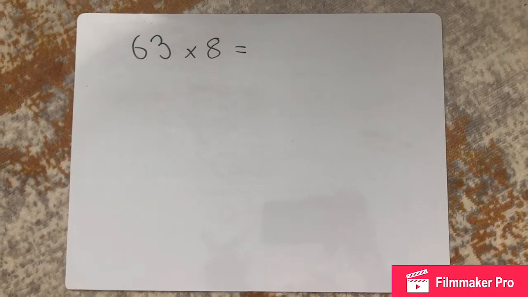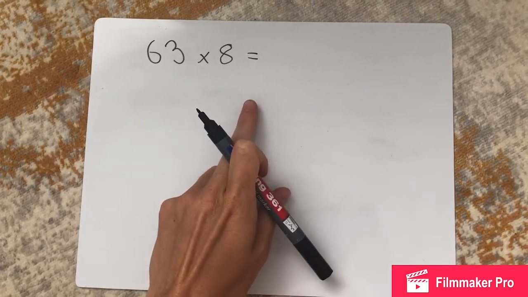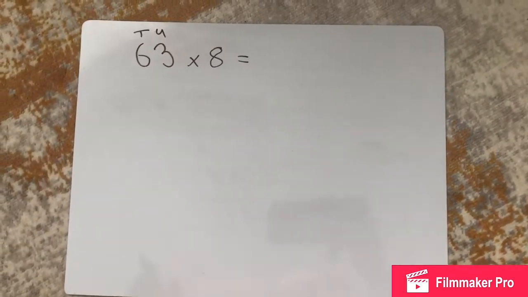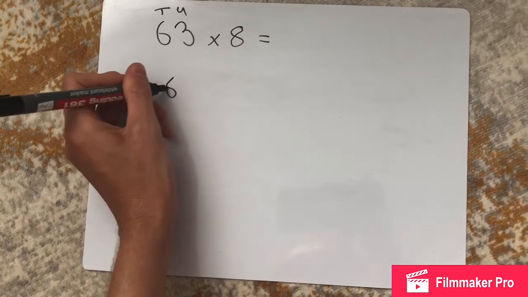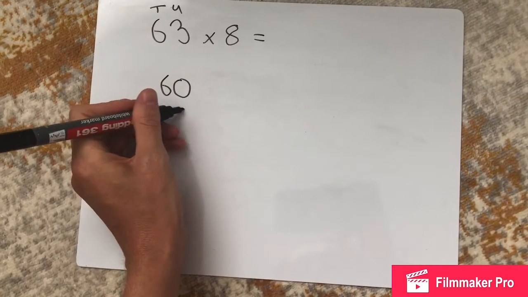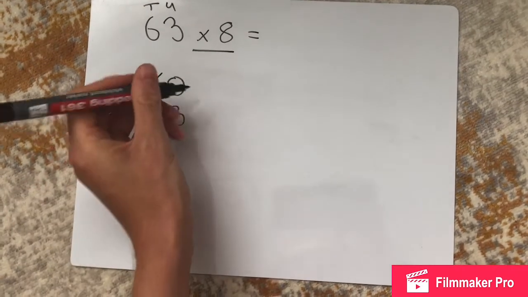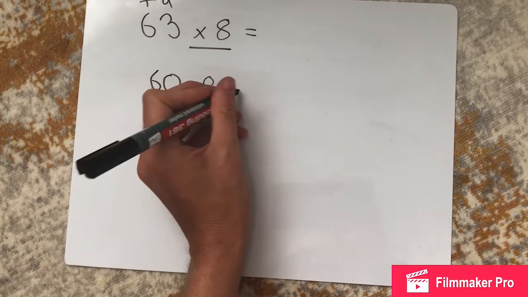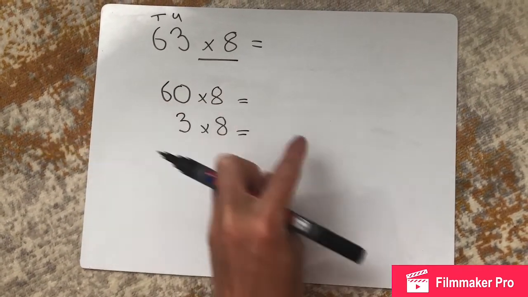So we're going to try a little bit of a harder one this time. So again, we're going to do exactly the same thing. I'm going to label my tens and my units. So first thing I'm going to do is partition. So I've got 6 tens, 60, and I've got 3 units again. So then we're going to multiply them both by 8 times 8. I'm going to start with the harder one.